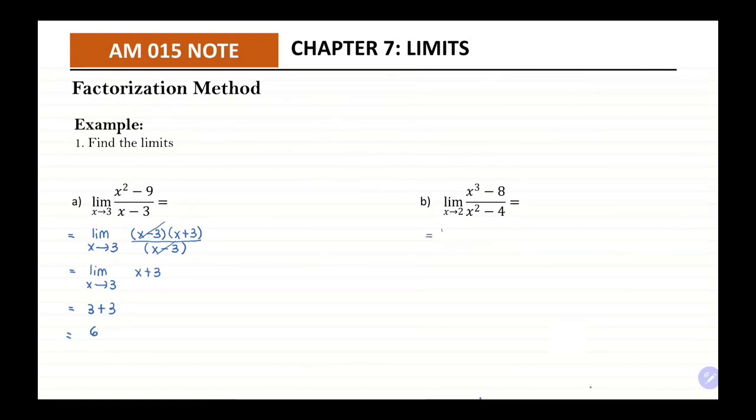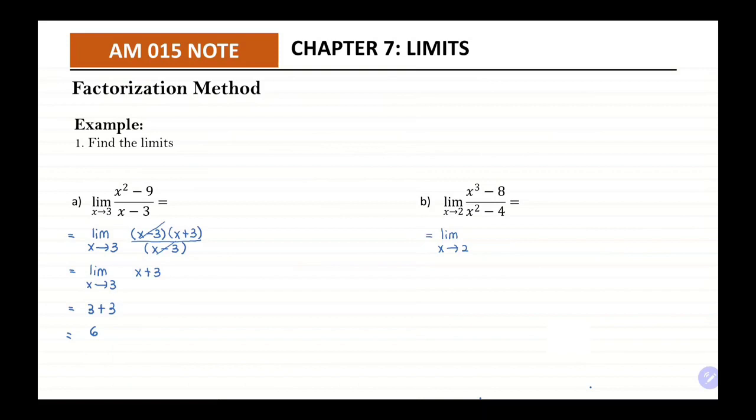Equals to limit x approaches 2 of x cubed minus 8. Okay, we try to solve x cubed minus 8 and factorize using the calculator. Then we get two answers for x. The first is 2, and the second is in terms of i. i is a complex number, so we can solve it. So we can use factorize.